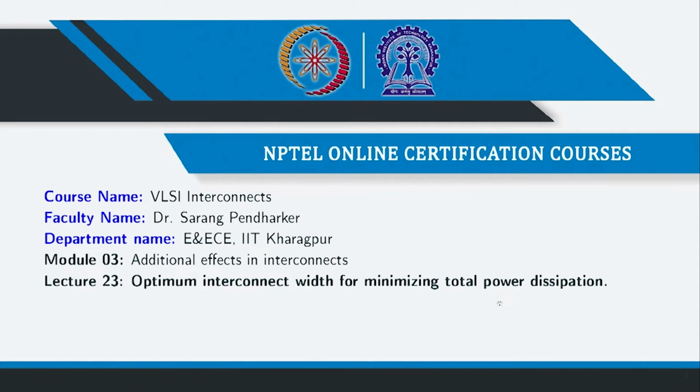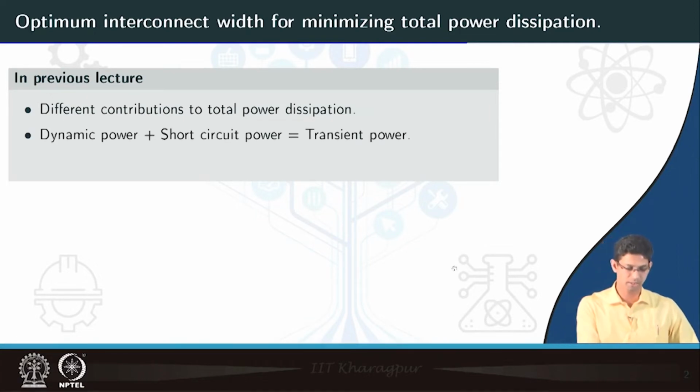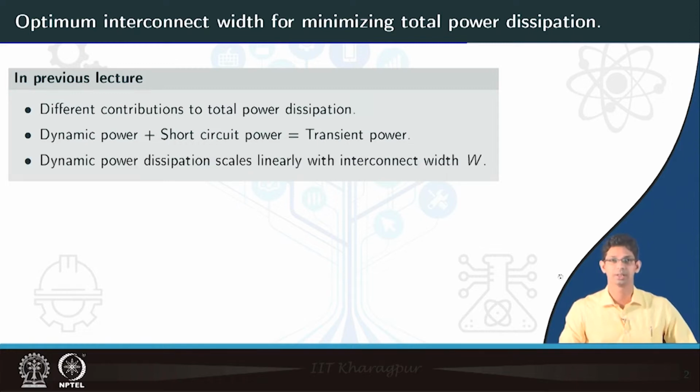Hello everyone, welcome to the 23rd lecture of VLSI Interconnects course. We are in the third module of this course and currently we are discussing power dissipation issues in interconnects. In the previous lecture, we discussed different contributions to the total power dissipation. We saw that there is this dynamic power and short circuit power which contributes to the transient power dissipation, and both these powers are affected by interconnect.